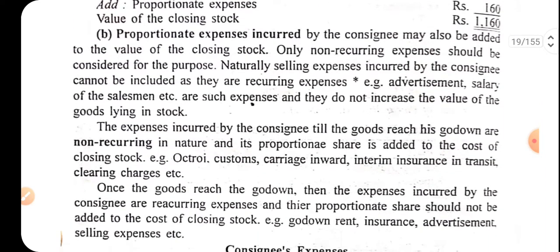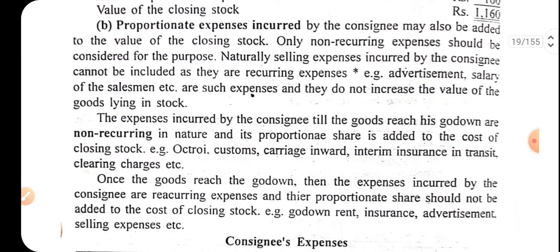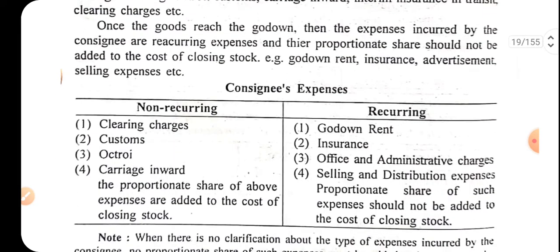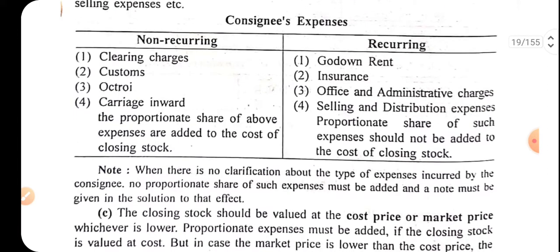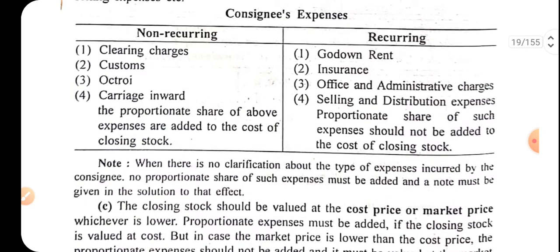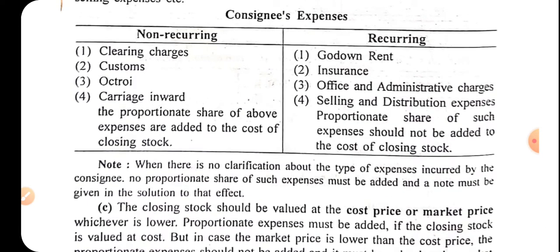There are two kinds of expenses paid by the consignee. The two kinds of expenses are considered as recurring expense and non-recurring expense. Then what is non-recurring expense and what is recurring expense? As I told you, the consignee makes two types of expense. Recurring expense means those kinds of expense that are paid by the consignee time and time again.